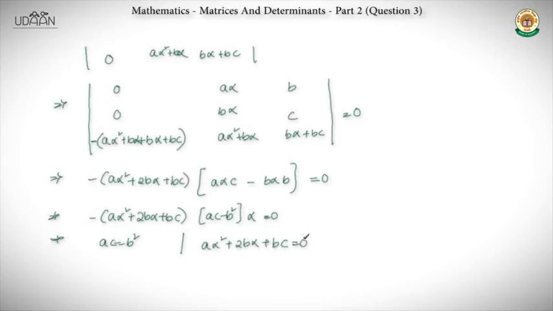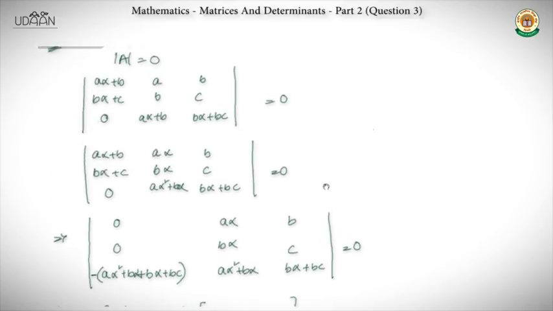So how do we relate the options given from these two equations? If AC equal to B square, this would mean that A, B and C are in GP, right? And if A alpha square plus 2B alpha plus BC equal to 0, that means alpha is a root of this equation. The equation in terms of x could be ax square plus 2bx plus bc is equal to 0. Alpha is the root of that equation.